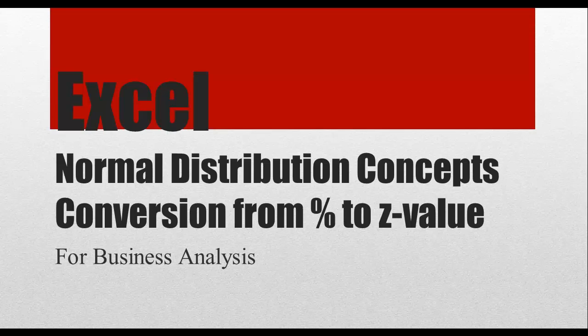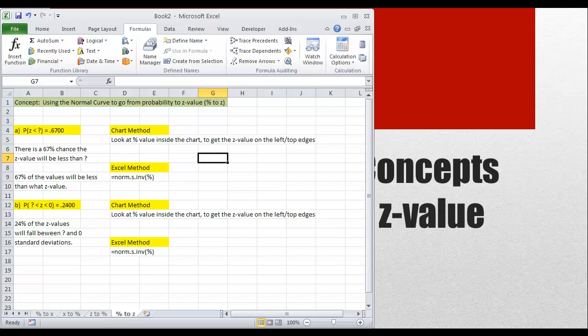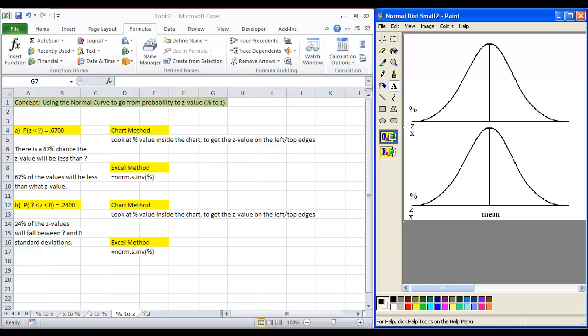This video is about using the normal distribution to go from percentages to z-values. We're going to use Excel to do a portion of the work, and then we're also going to use Paint so we can see what we're doing. So one value will be using a chart, another will be using Excel. Graph 1, same problem, so A will do on both of them. That'll be the chart method. This will be the Excel method of doing it.